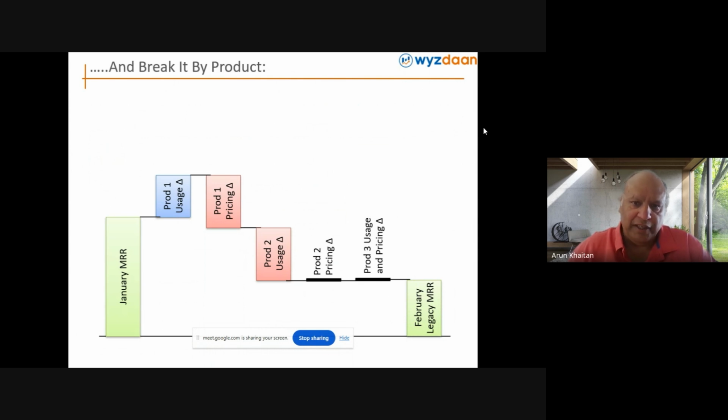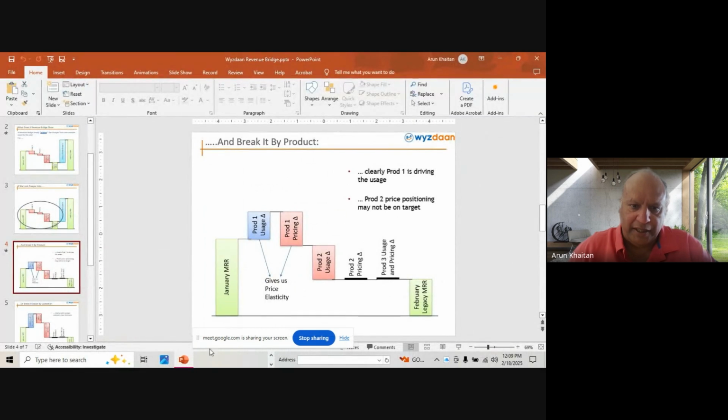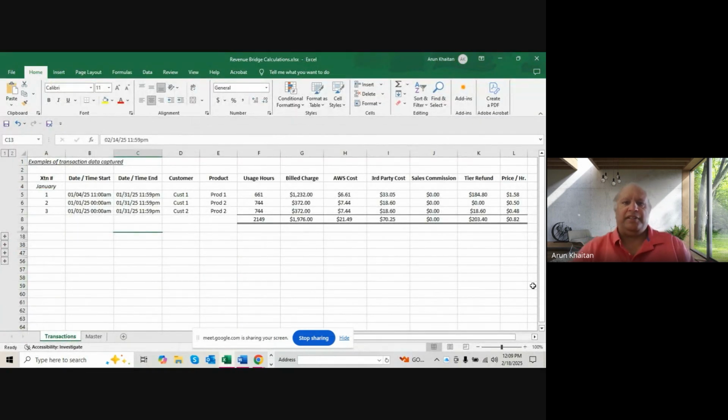So how do we even get to building a bridge like this? It's all based on the data behind it, right? So if you look at, let's say, this example data created, it shows, hey, this was your January revenue, right?